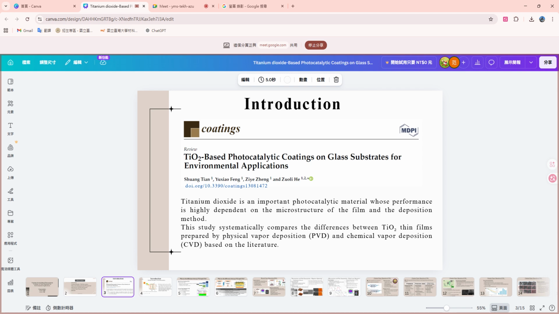Okay, so about the introduction, TiO2 is a semiconductor material whose performance highly depends on two things. The first one is film microstructure and the second is the deposition technology. Titanium dioxide is an important photocatalytic material in this paper. It talks about PVD and CVD and how they can control the film's properties.